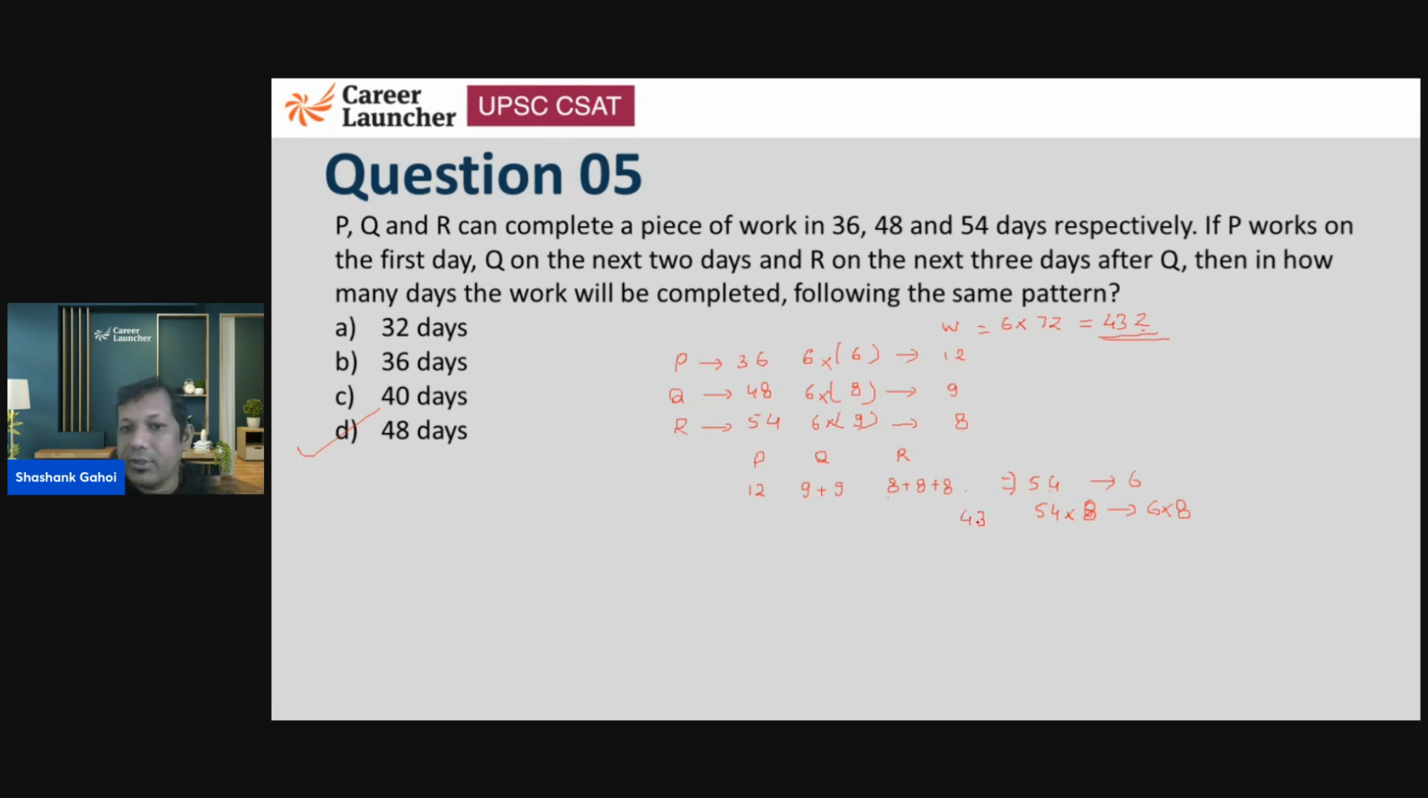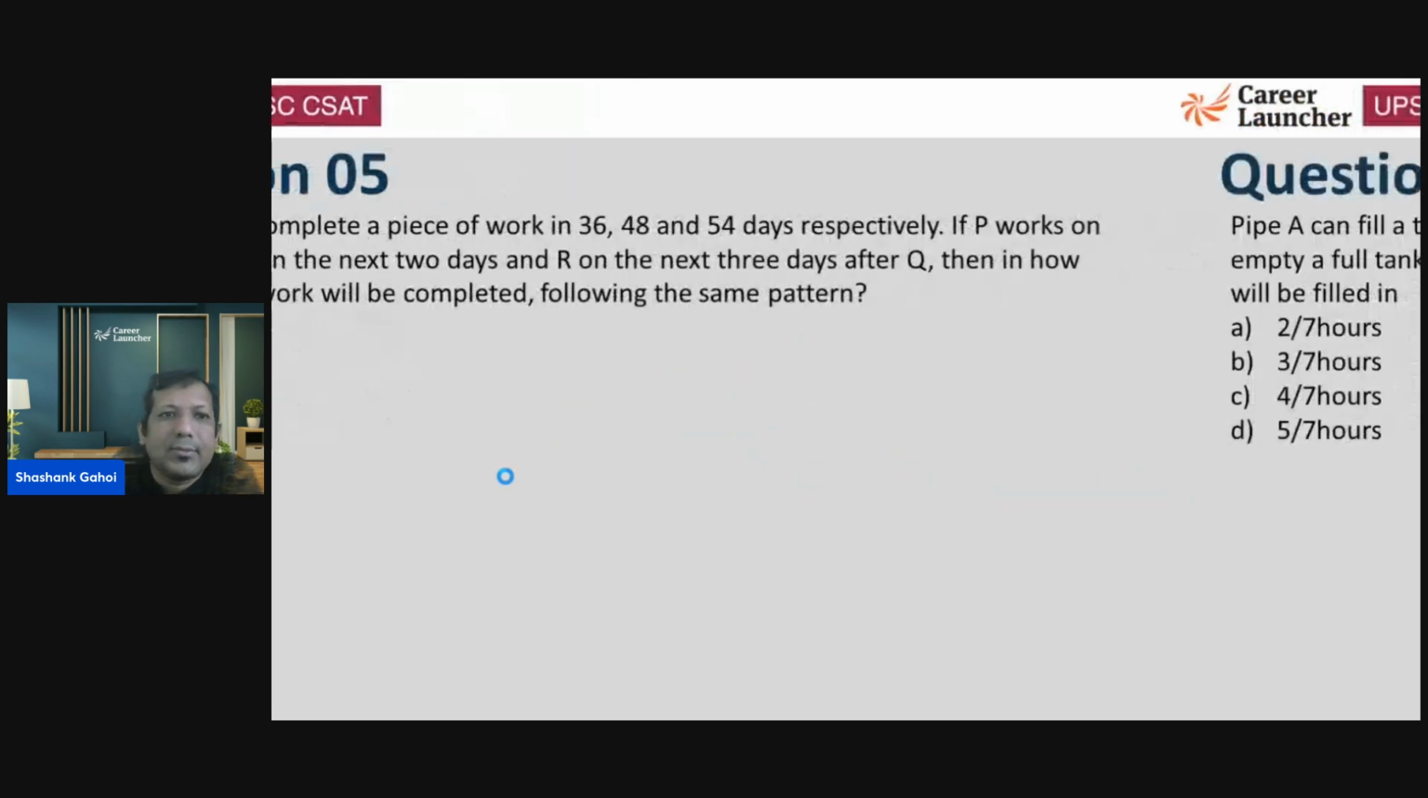So I can say 432 is equal to 54 into 8. So 54 units is done in 6 days. So 54 into 8 will be done in 6 into 8, or I would say 48 days.